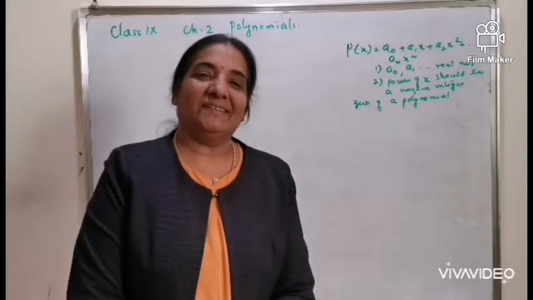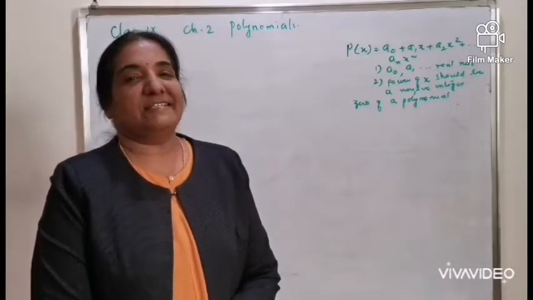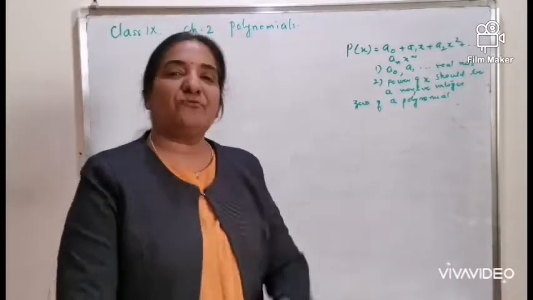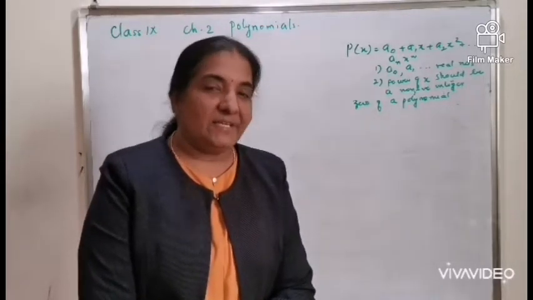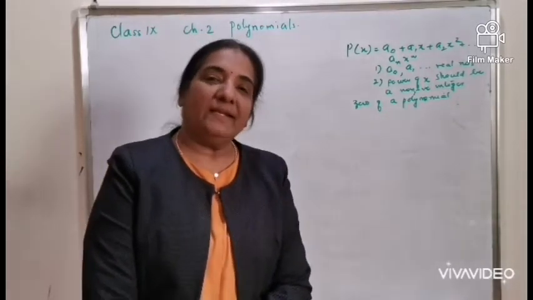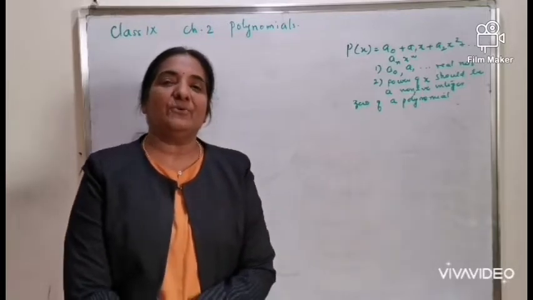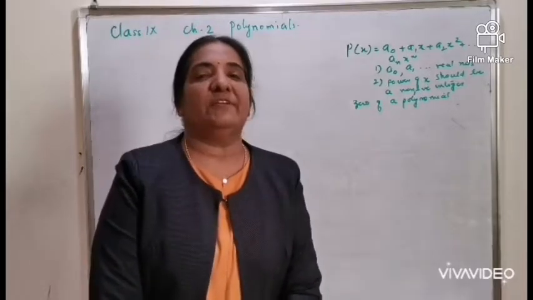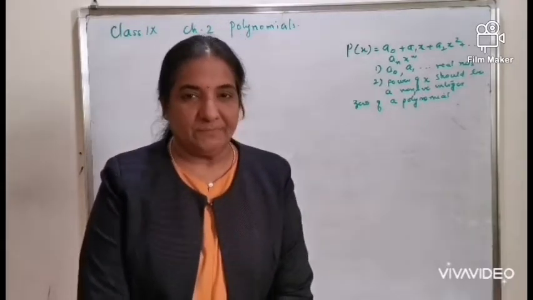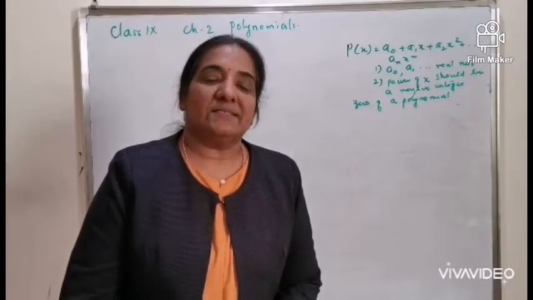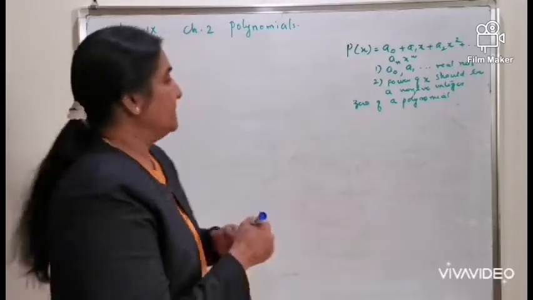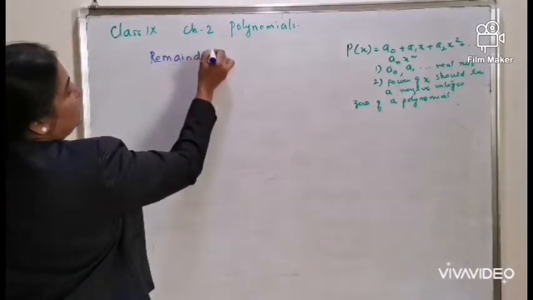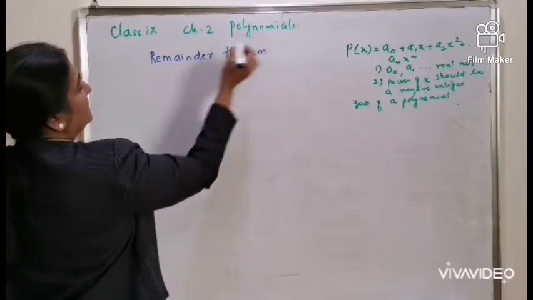Good morning, children. In the last class we were discussing what a polynomial is, what the zero of a polynomial is, and the different types of questions: find the value of the polynomial at a given value of the variable, as well as check whether a given value of the variable is a zero or not. The next topic in this lesson is the remainder theorem.